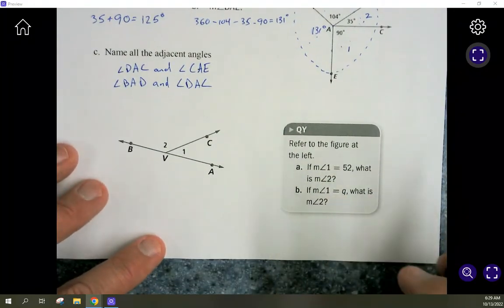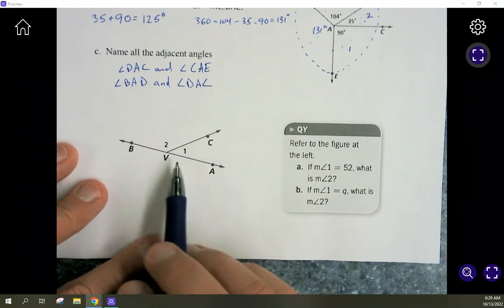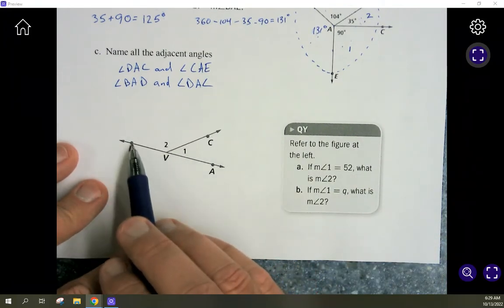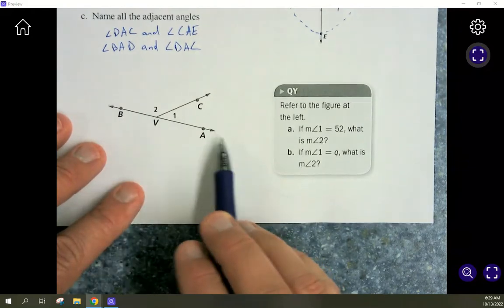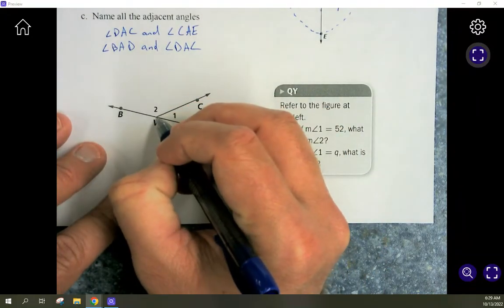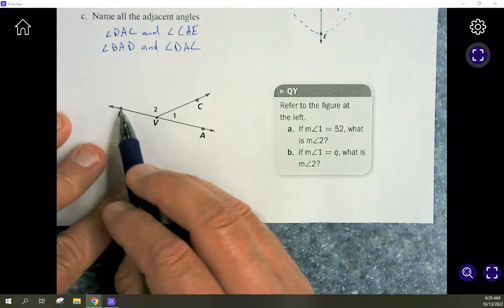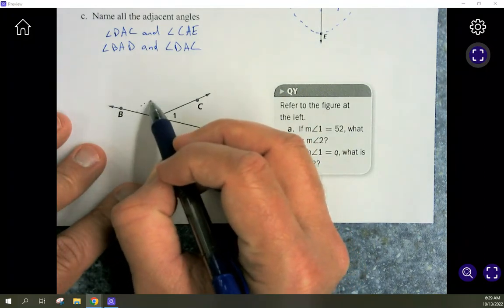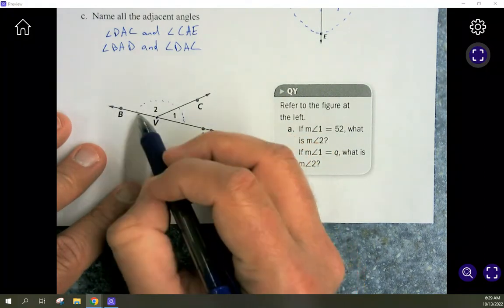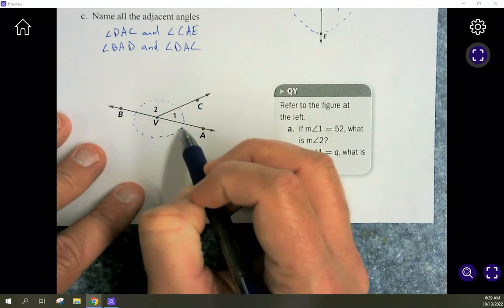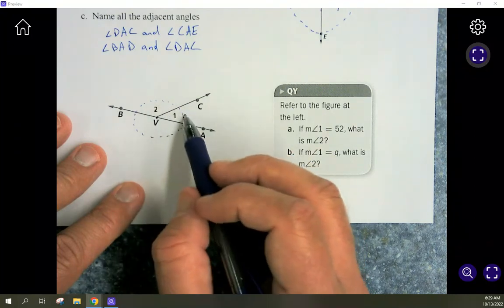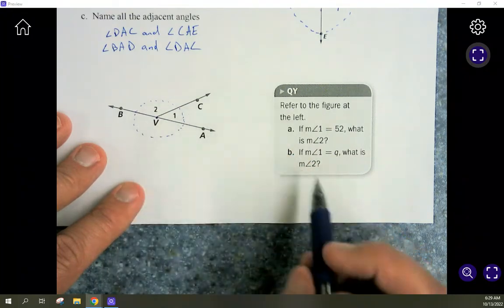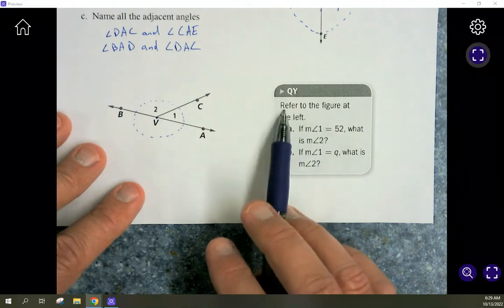All right, and then down to the bottom. Looking at this one, so these are a linear pair. You need to notice that right away. We have the straight line. It's the same picture that we used from up here. We have a straight line, and we've got this vertex V. BVA is a straight angle. Okay, it's cutting a circle in half. So we're going to have 180 on this side, 180 on this side. So these two angles, angles 1 and 2, are a linear pair, and they're supplementary. They add up to 180 degrees.